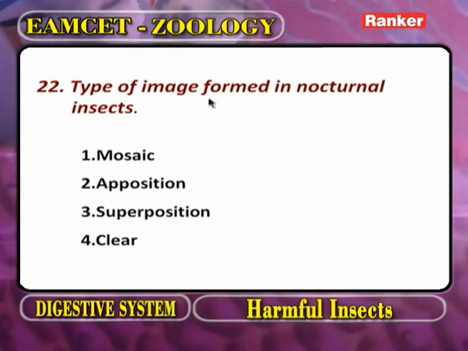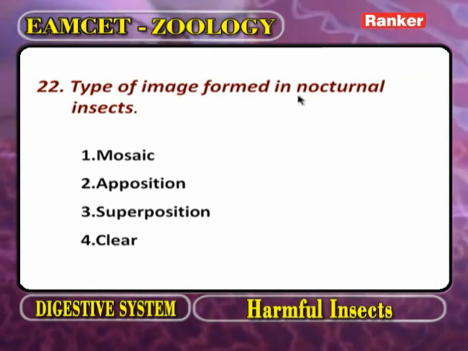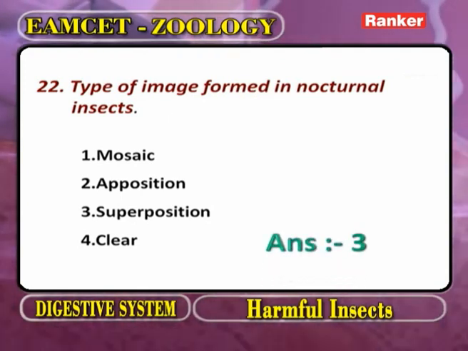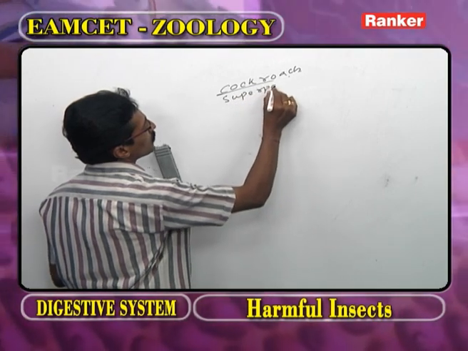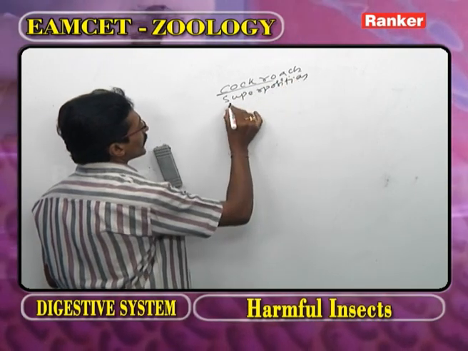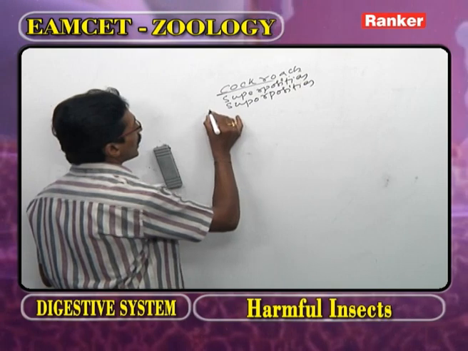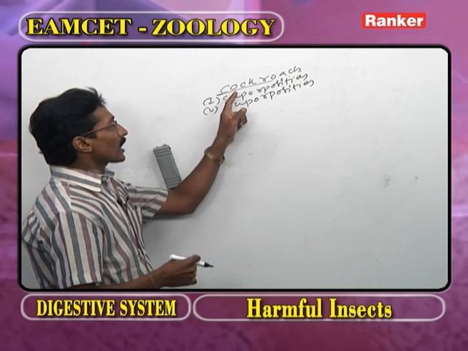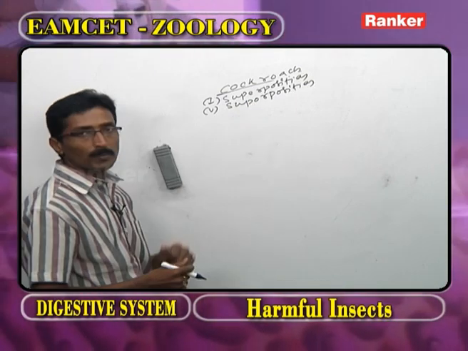Type of image formed in nocturnal insects. For nocturnal insects, one best example is cockroach. In the cockroach, what type of image is present? The superposition image. What type of vision? The superposition vision. In nocturnal insects, the image as well as the vision is superposition.